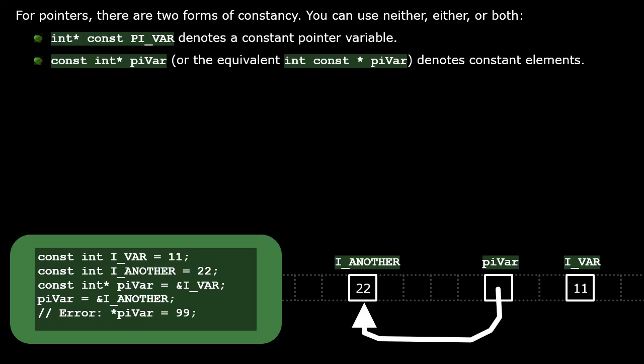Writing the const keyword to the left of the star symbol, either before or after the type, denotes constant elements. The pointer variable itself may still be changed to point at a different constant element.